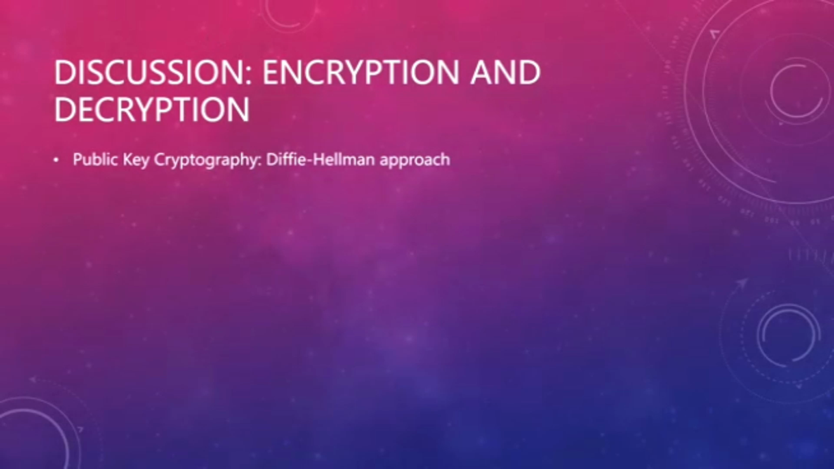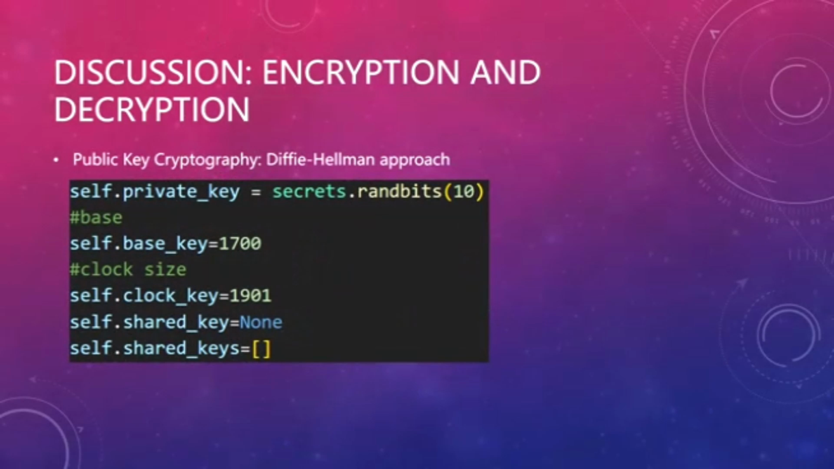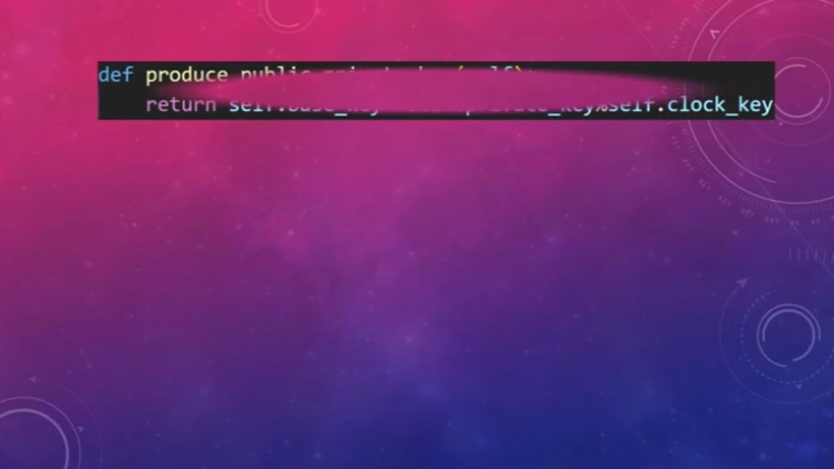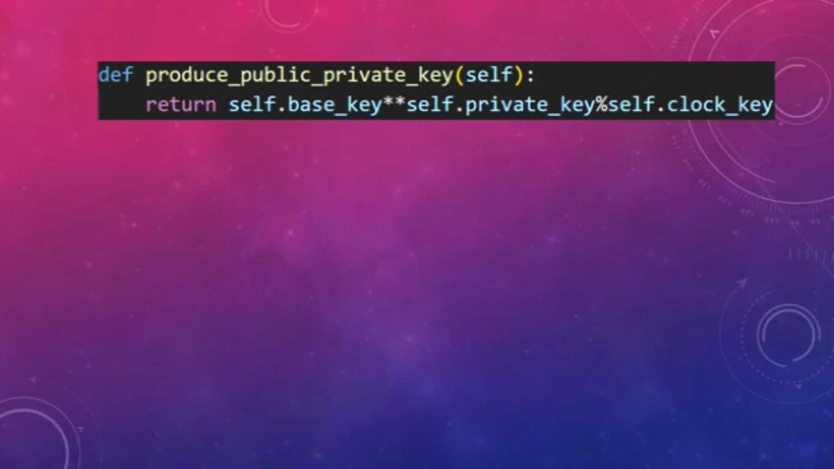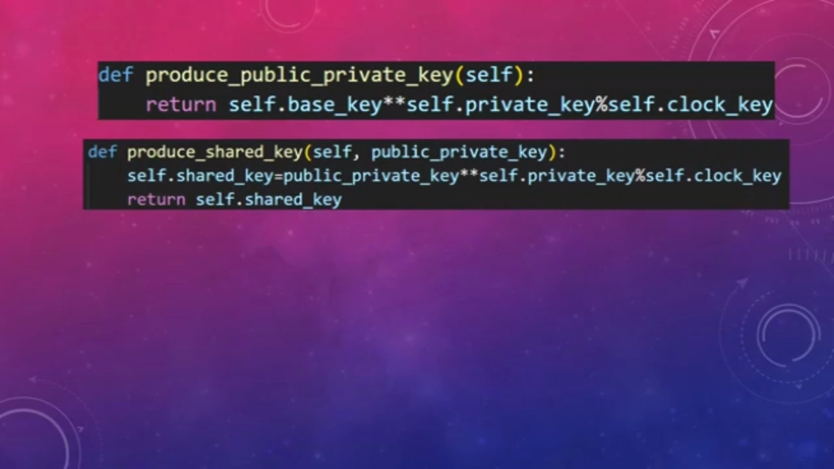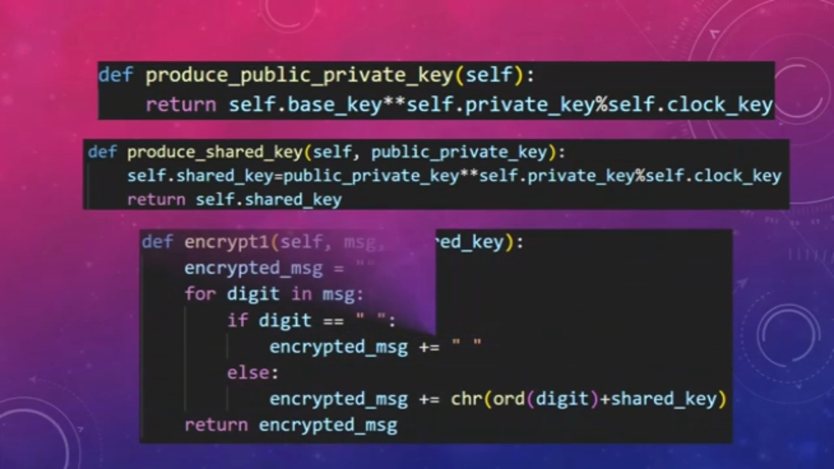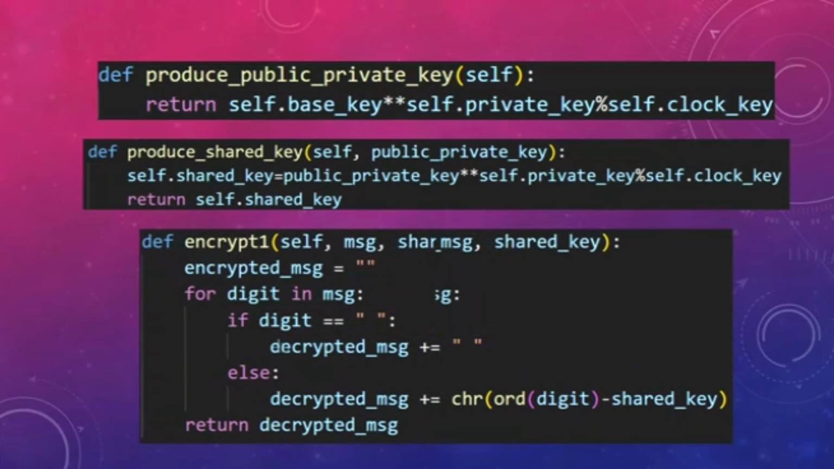For secure message, the algorithm is quite simple. We use public key cryptography, the Diffie-Hellman approach. To be specific, each client will be assigned a private key, and there are public keys like the clock key and the base key, which both the clients and the server can know. Based on the public keys, the 2 clients can produce public-private keys, and these can be used to produce a shared key together. However, because the server doesn't know the private keys, it cannot know the shared key. Having this shared key, they can encrypt and also decrypt the message.